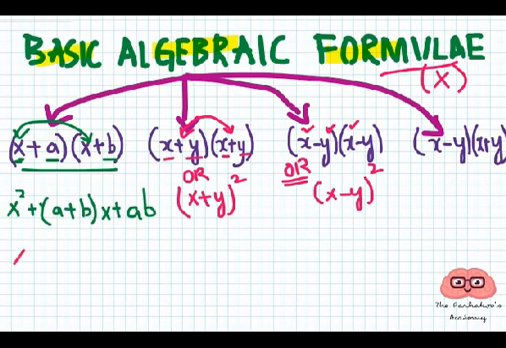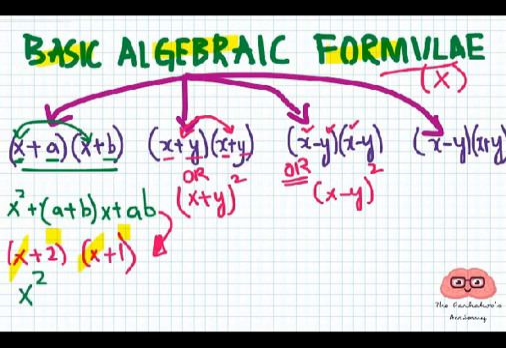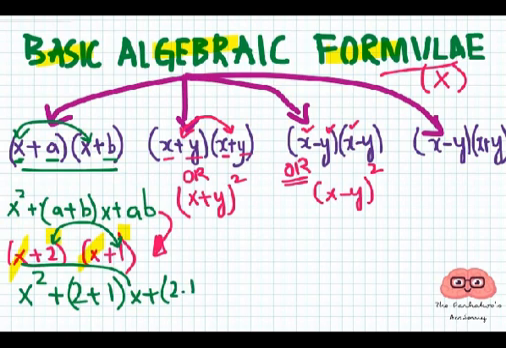For example, you have x plus 2, x plus 1. Here, if you see, the first term is similar and the second term is different. So the shortcut way to solve this is to square the first term, add the second term of both the brackets times the first term, and take the product of the second terms.